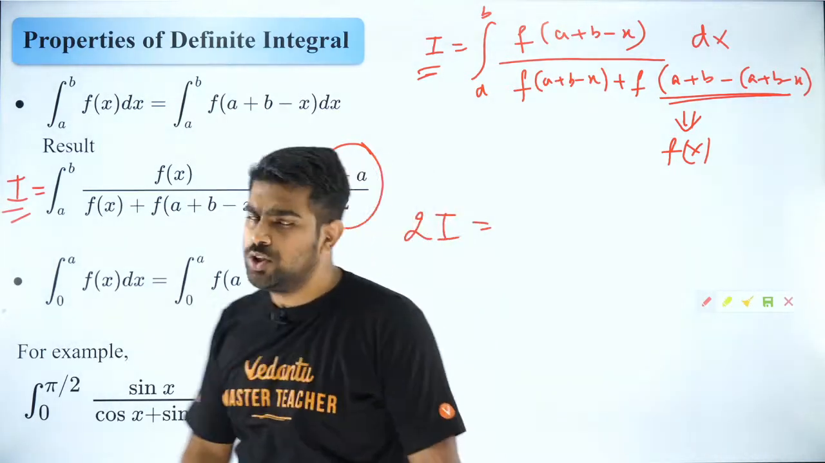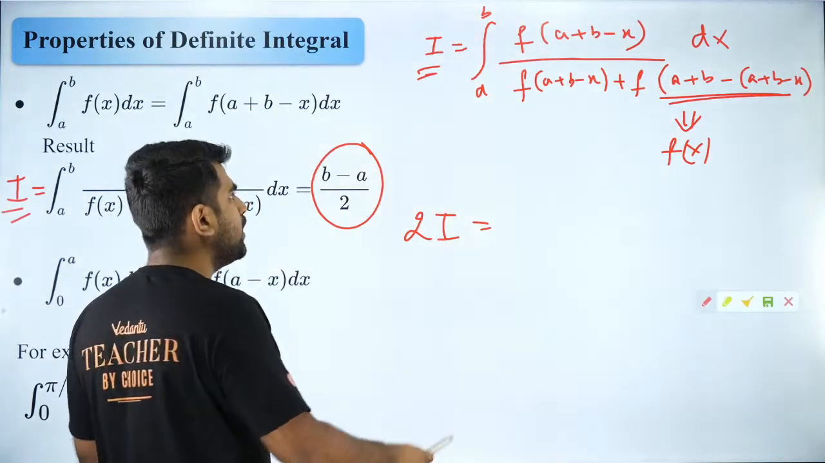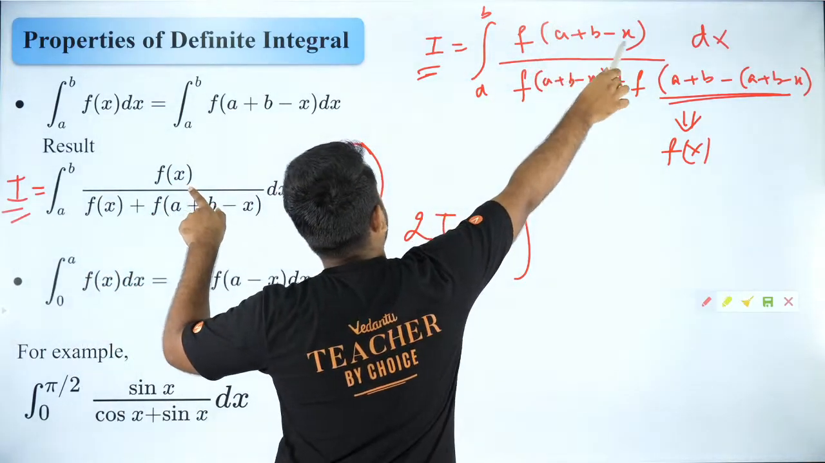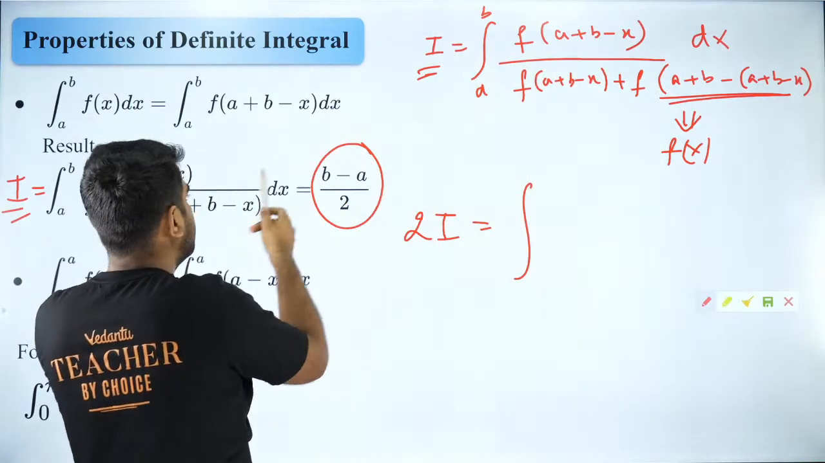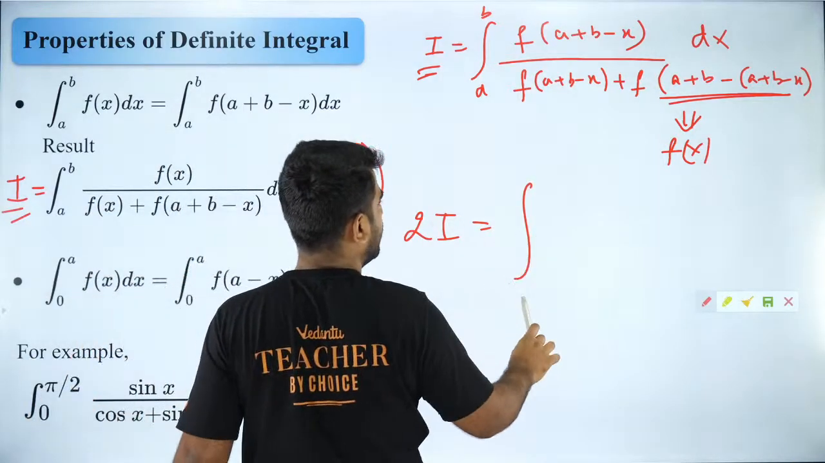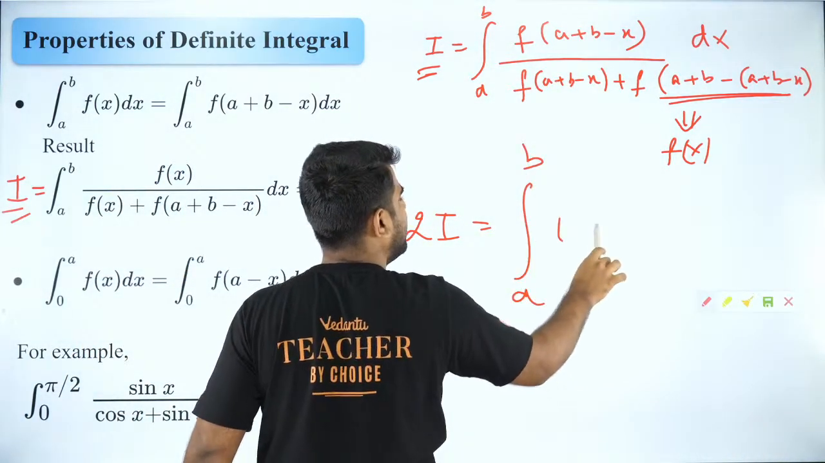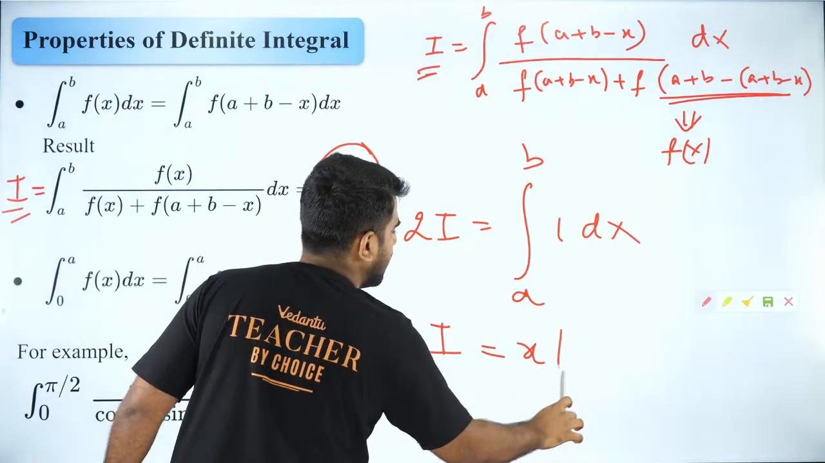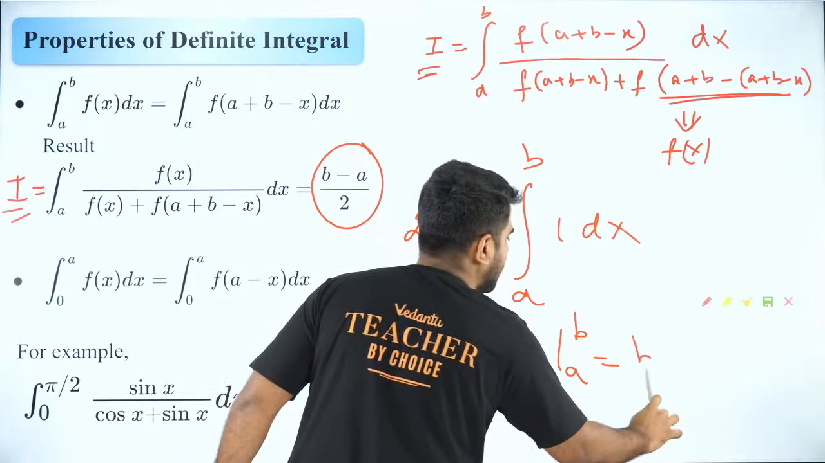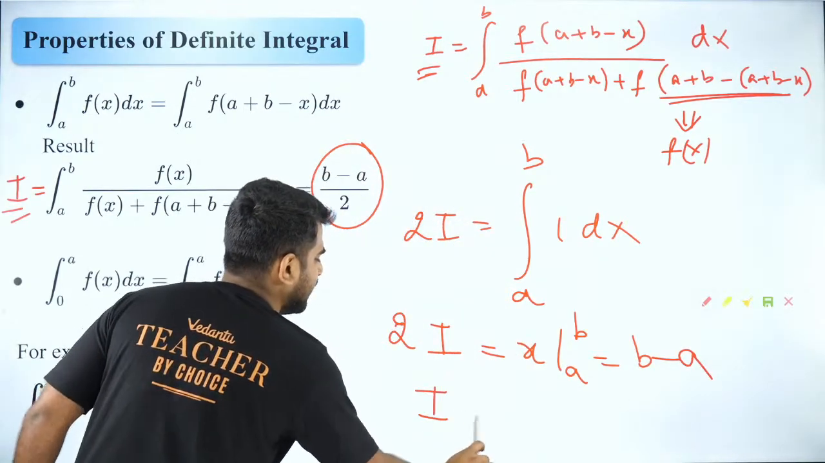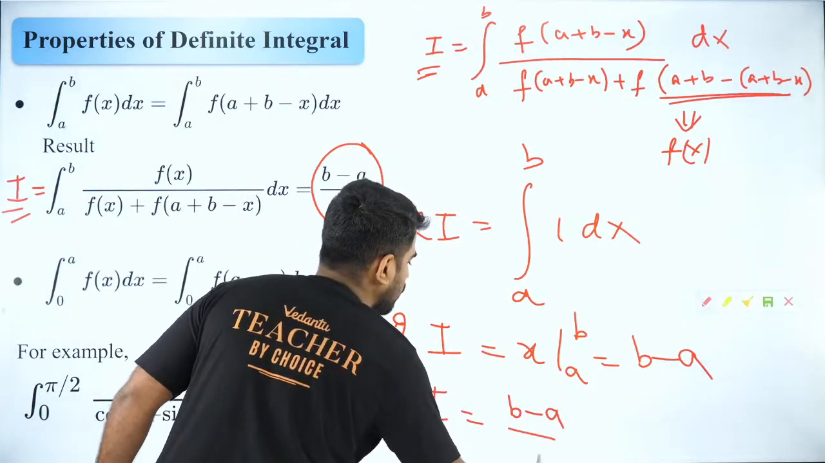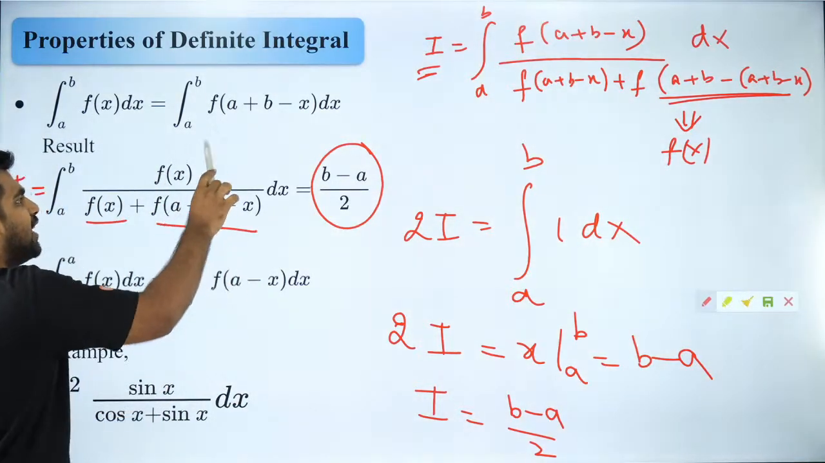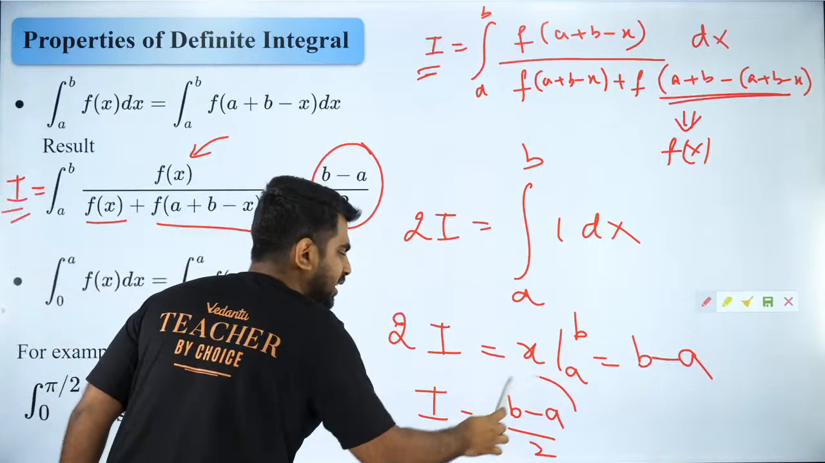And 2I is equal to what? 2I will be equal to integral f of x plus f of a plus b minus x. So that is the same as denominator. So it will be integral a to b 1 dx. So 2I will be equal to x from a to b, which will be b minus a. So that is why I is equal to b minus a by 2. So whatever function you have, if it falls under this category, the answer is b minus a by 2.